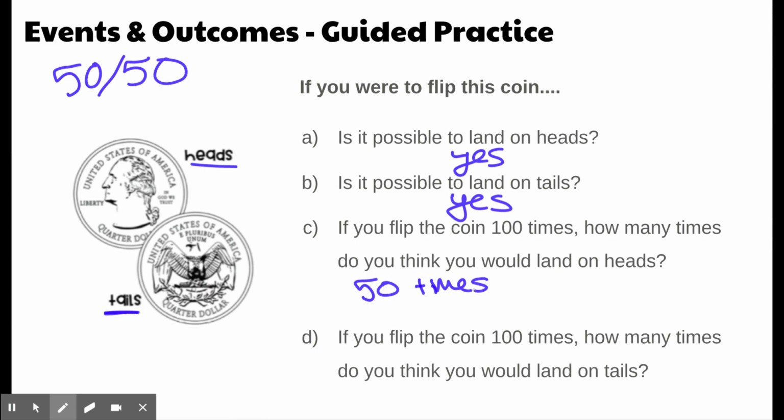If you flip the coin 100 times, how many times do you think you would land on tails? That is the same exact thing as the last question. It would be about 50 times because, again, you have a 50-50 chance, which means about half the time you should be landing on tails.